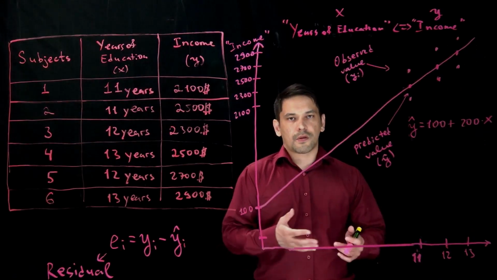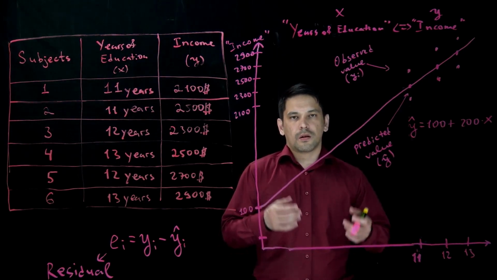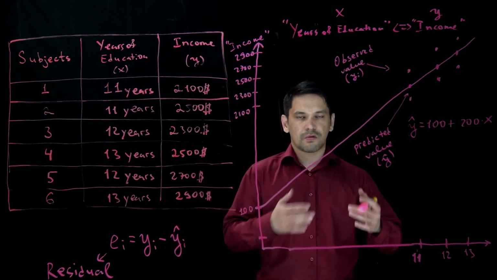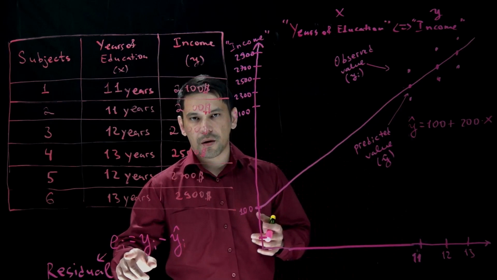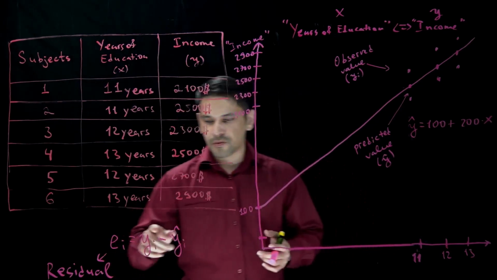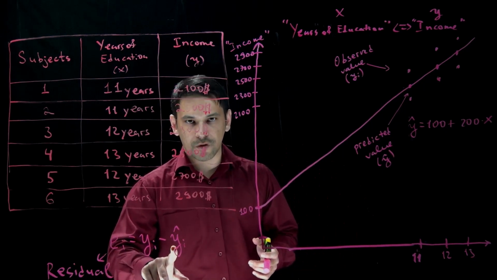Guys, now it's time for us to learn what a residual is. A residual usually shows how far a certain dot is from the regression line. The symbol we use for a residual is e sub i. In order to calculate the residual for a certain person, you have to subtract the observed value for that person from the predicted value for that person.